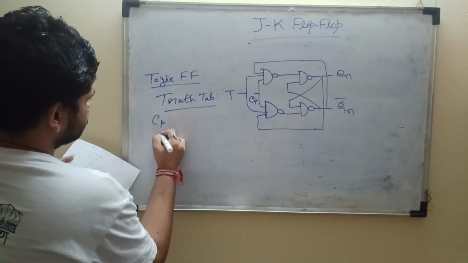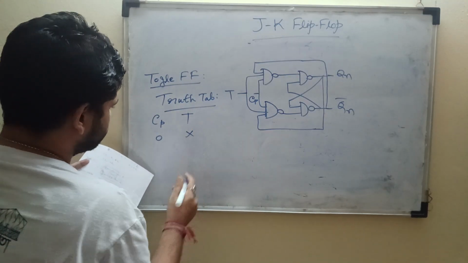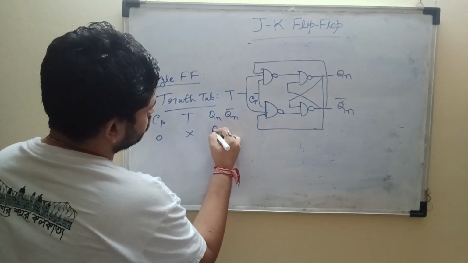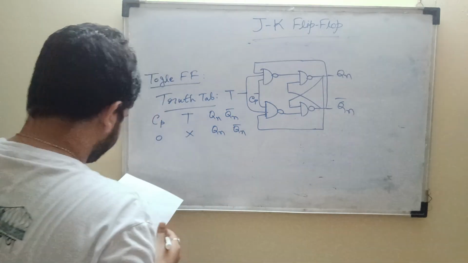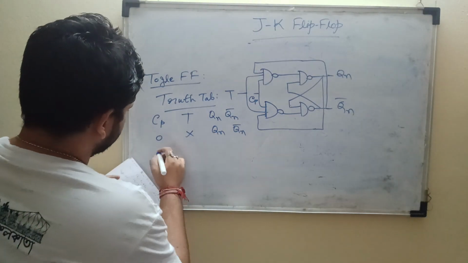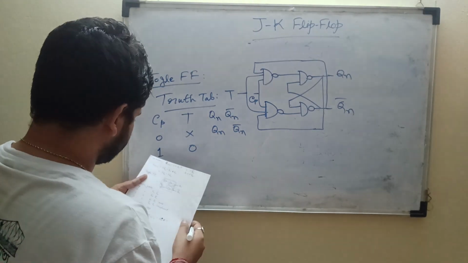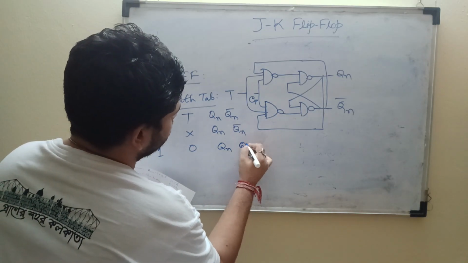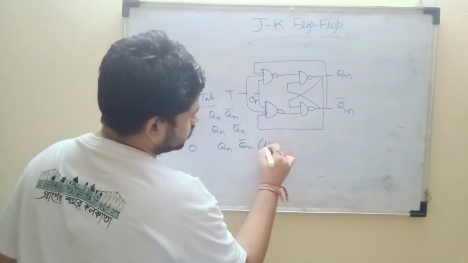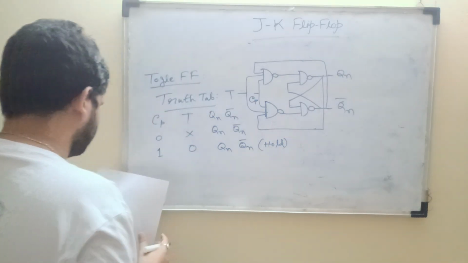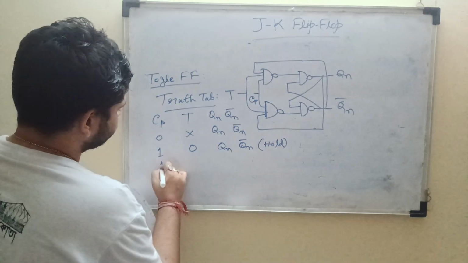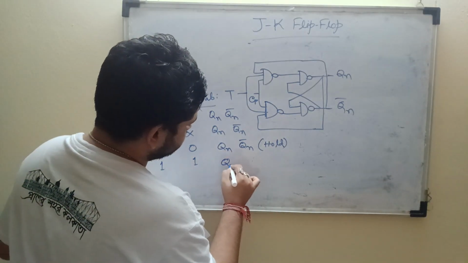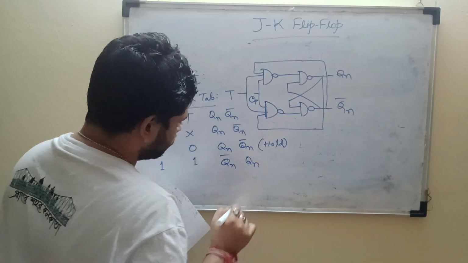So what will be its truth table? When the clock pulse is 0, there is no input for toggle, so the outputs Qn and Qn bar will show the previous values. When the clock pulse is 1 and toggle input is 0, it will give Qn and Qn bar, again the previous outputs held, and when the input is 1, the outputs will be complemented to each other.